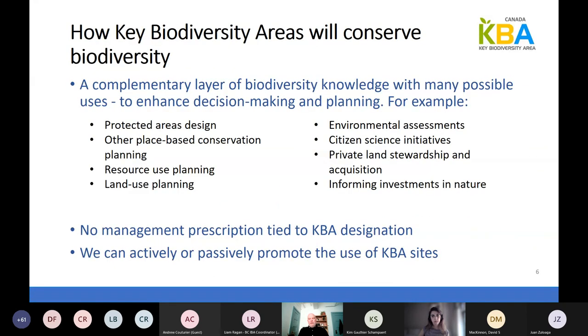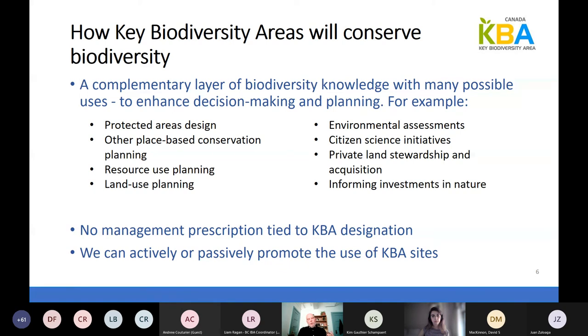This is a slide that Kira and I put together a while ago for a general presentation on KBAs. I'm not going to go through it here, but I just put it in to show you that we talk about this knowledge layer of biodiversity, that we've had a brainstorming session and thought of all different kinds of ways that, in a general sense, the KBA information could be used to influence conservation decisions and conservation planning. So here's just a hit list of some of those.